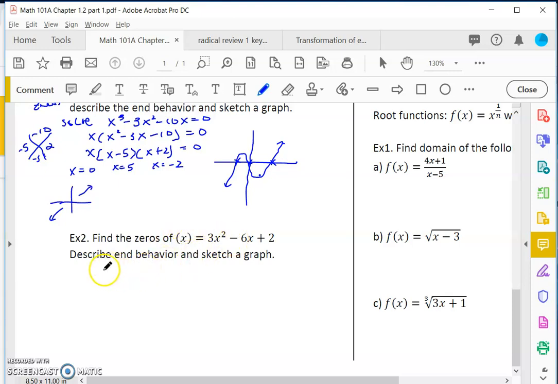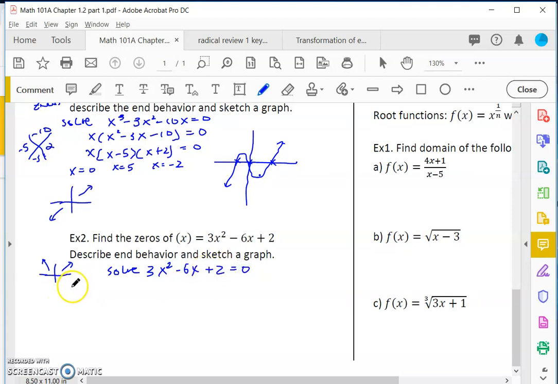The second one is to find the zeros of the quadratic 3x squared minus 6x plus 2. So how do I go about doing this? End behavior: well, this is a square, which is an even degree, and I have a positive number, so the end behavior I know is going to be like this, right? It goes up in both the positive infinity and negative infinity situations. And we need to find the zeros. So we solve 3x squared minus 6x plus 2 equal to 0.